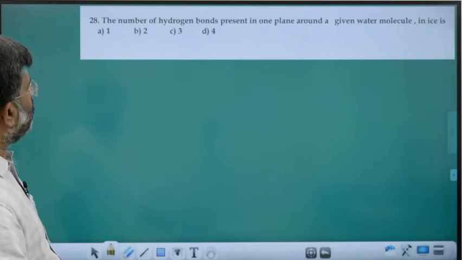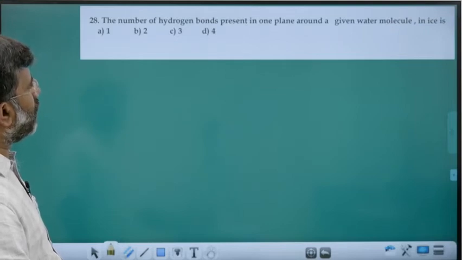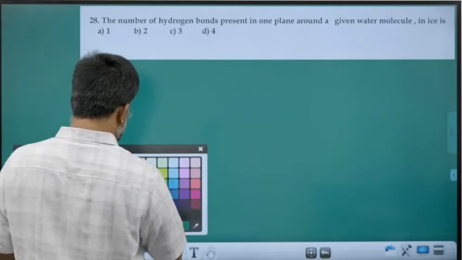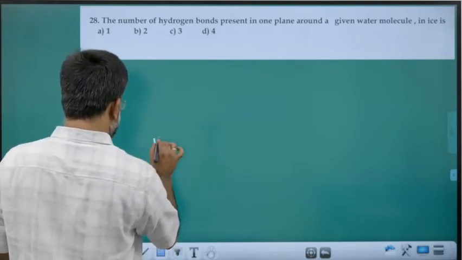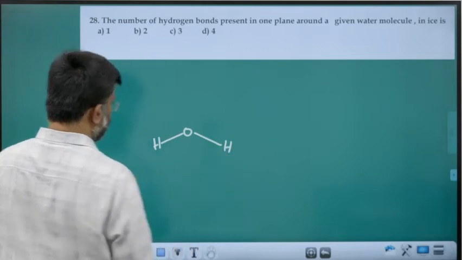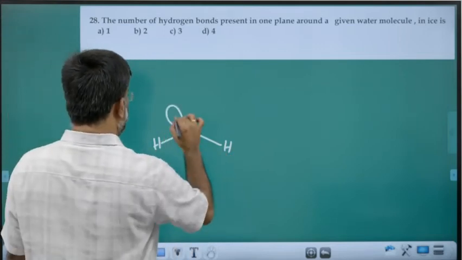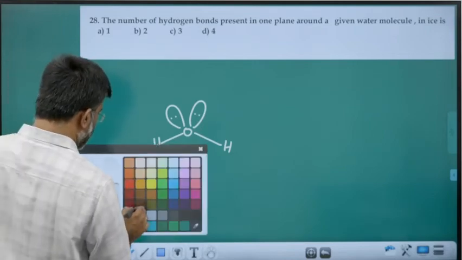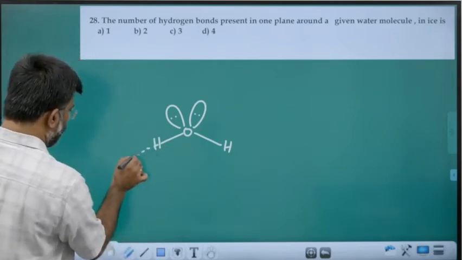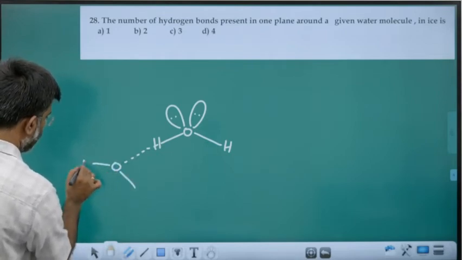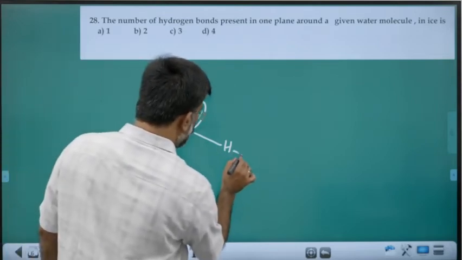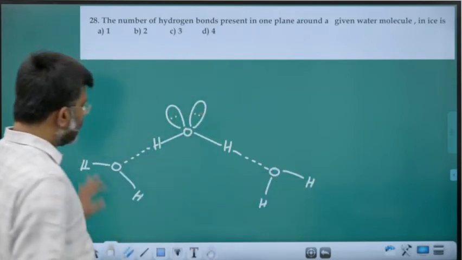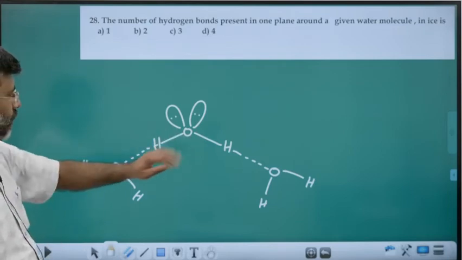Number of hydrogen bonds present in one plane around a given water molecule in ice. See, around one water molecule, how many water molecules can be hydrogen bonded? H, O, H. One can be here, and one can be here, and these two will be in one plane.